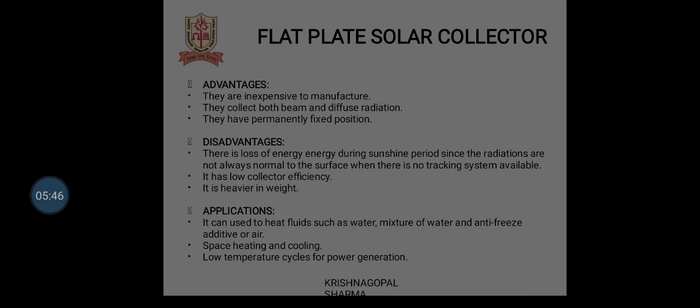Advantages: they are inexpensive to manufacture, they collect both beam and diffuse radiation, and they have a permanently fixed position. Disadvantages: there is loss of energy during the sunshine period since the radiation is not always normal to the surface when there is no tracking system available. It has low collector efficiency. It is heavier in weight.